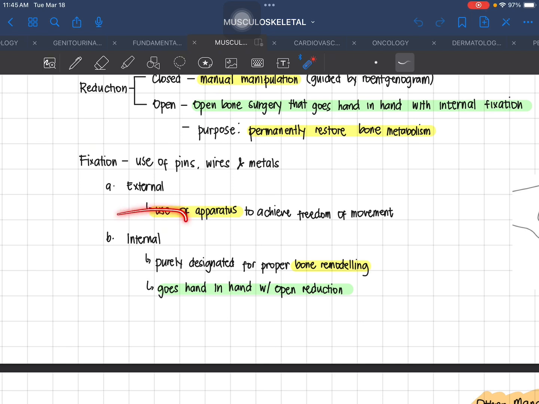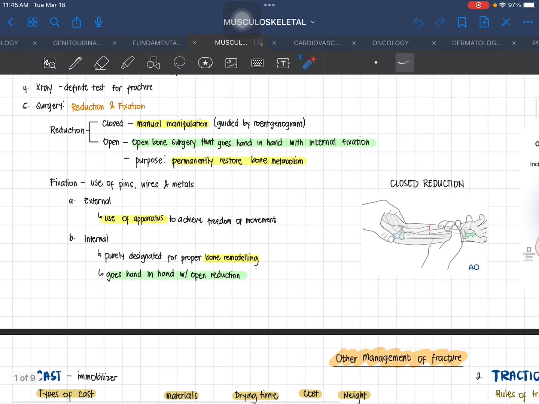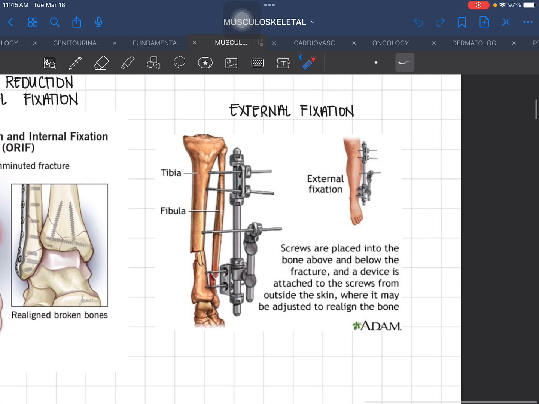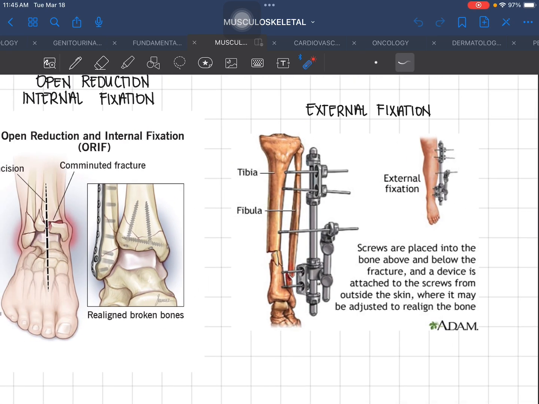So again, yung internal fixation goes hand in hand with open reduction. Ito, may example din. Alam ko ito, external fixation. Ayan, screws are placed into the bone above and below the fracture. Ayan, ito kasi yung fracture, di ba? Ayan, above and below the fracture, and a device is attached to the screw from outside the skin where it may be adjusted to realign the bone.